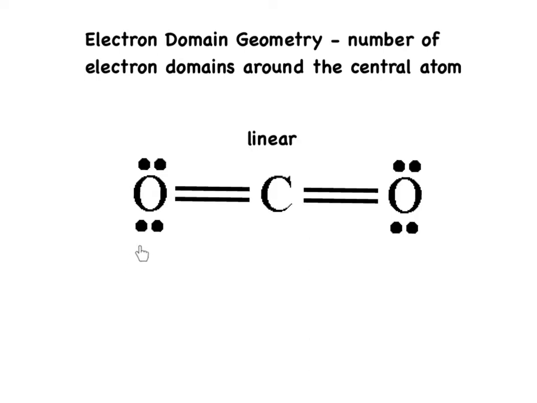And the oxygens at either end of this carbon both have 2 non-bonding pairs of electrons attached to them. And so the dipoles that are created by these oxygens cancel each other out. And so our bond angle for CO2 is 180 degrees.